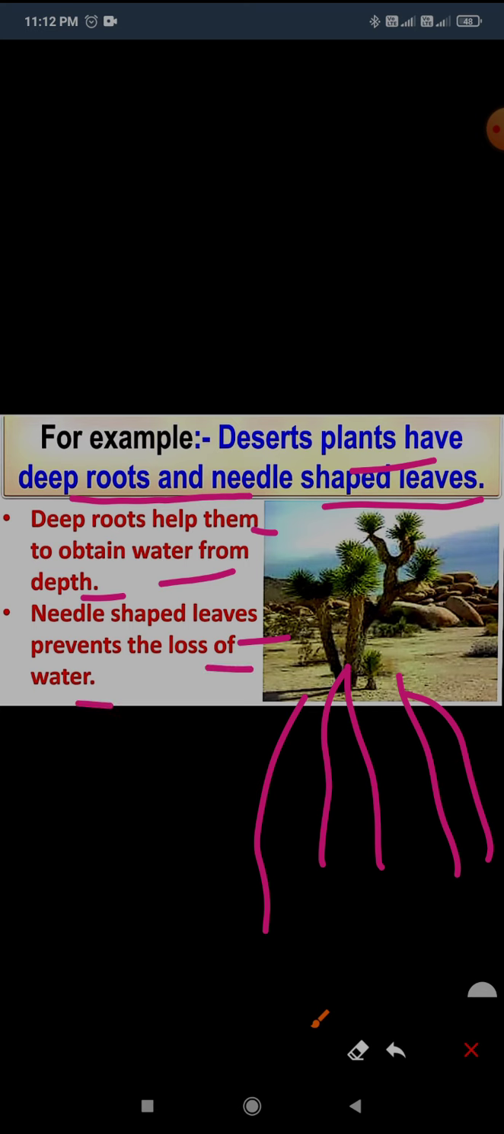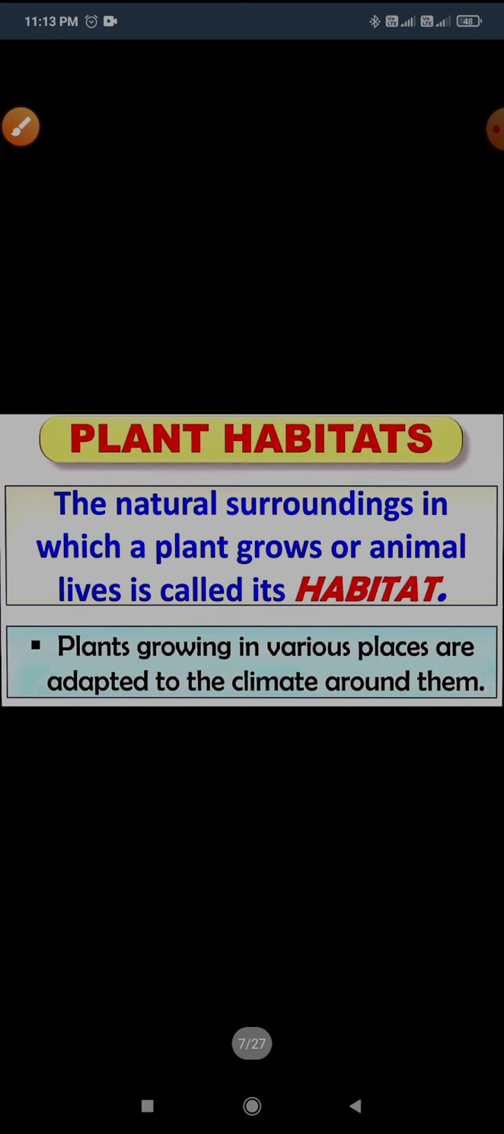In almost all plants, I'm telling you not all, almost all plants, the plant loses water from its leaves due to the flat surface of the leaf. If the surface area is more, then more evaporation will be there. So that's why needle shaped leaves prevent the loss of water, because the surface area is very less in that.